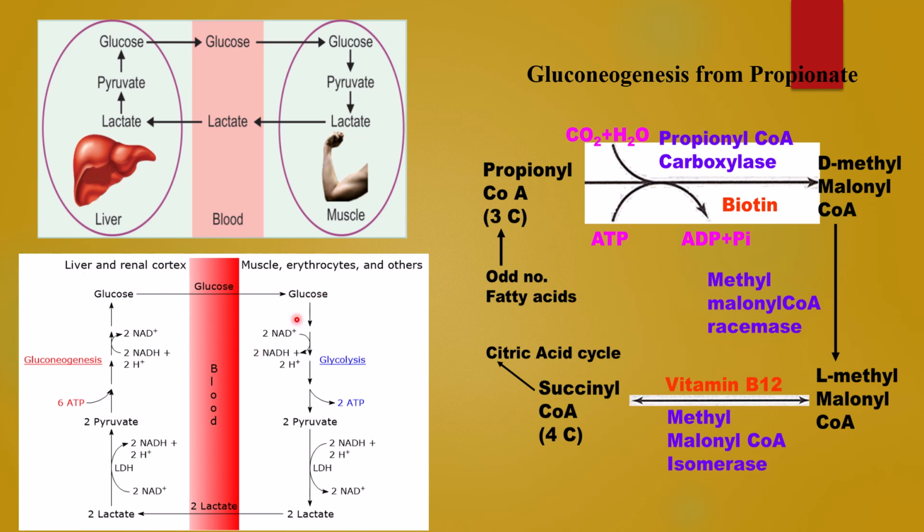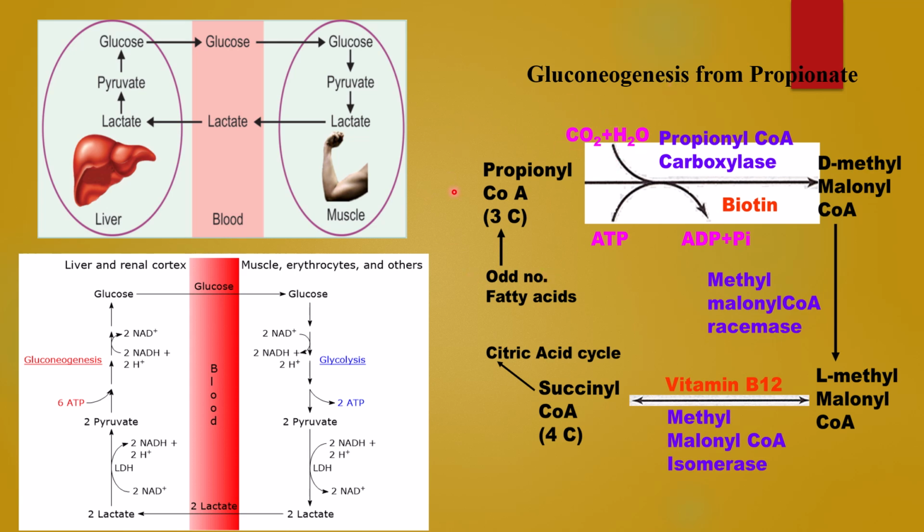So you can see it here, from glucose to pyruvate, pyruvate to lactate, and then lactate into the blood, into the liver, then lactate is converted to pyruvate, pyruvate then to glucose finally. This glucose again reaches the muscle, erythrocyte, and other tissues like renal cortex, wherever it is required for energy purposes. Now, gluconeogenesis from propionate, we'll see it here.